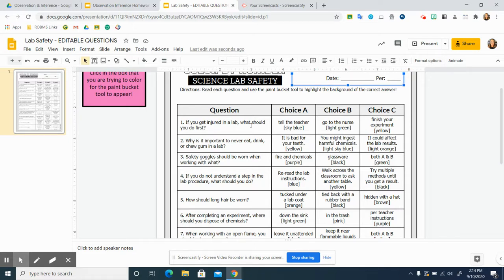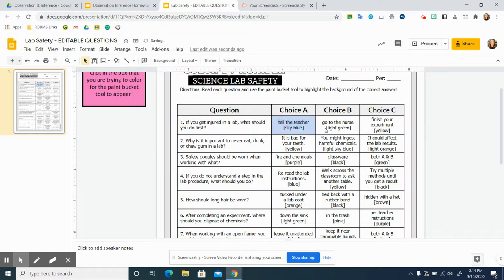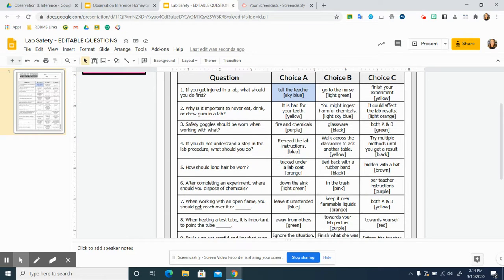If you get injured in a lab, what should you do first? A, tell the teacher. B, go to the nurse. C, finish your experiment. Well, some injuries are not super, like if you're bleeding or something like that, you go right to the nurse. But most of the time, what you're going to do is something happens in the lab that's not supposed to happen. You tell the teacher right away, and that's the important thing. If it's something that requires you to go to the nurse or something that I feel that the nurse should come pick you up for, it is tell the teacher first, then go to the nurse. Okay, never finish your experiment if you get injured.